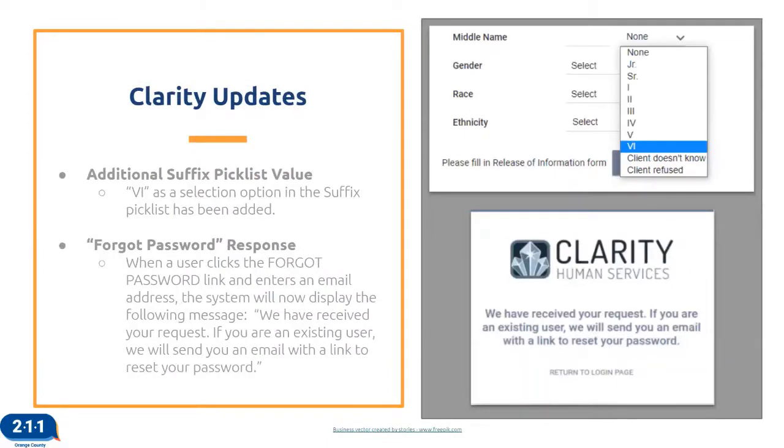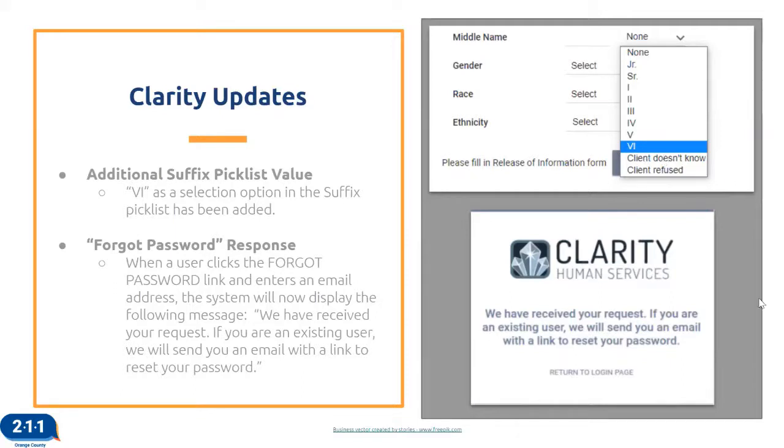The next feature is an update to the client profile screen. The Roman numeral VI has been added as a selection option in the suffix pick list. You'll see an example on the right upper side of the screen, a screenshot of that new entry.